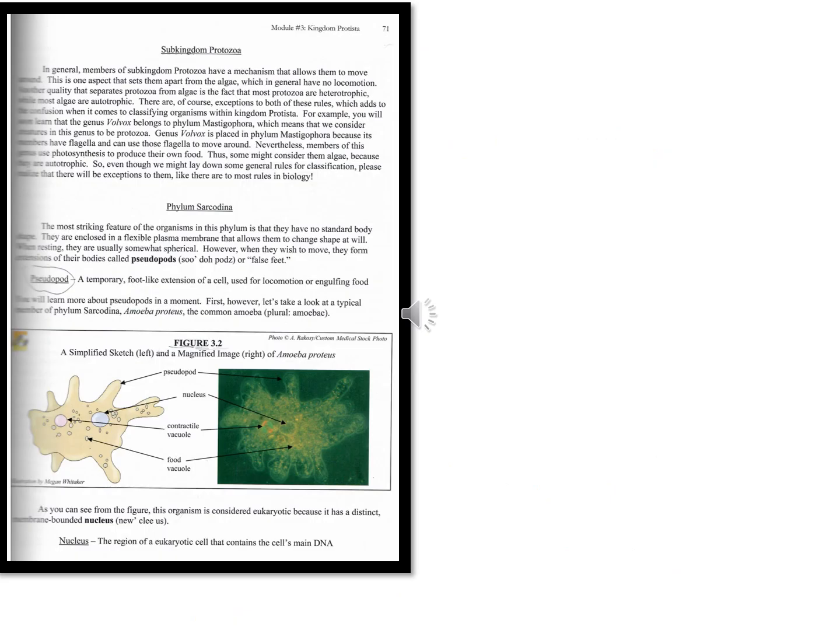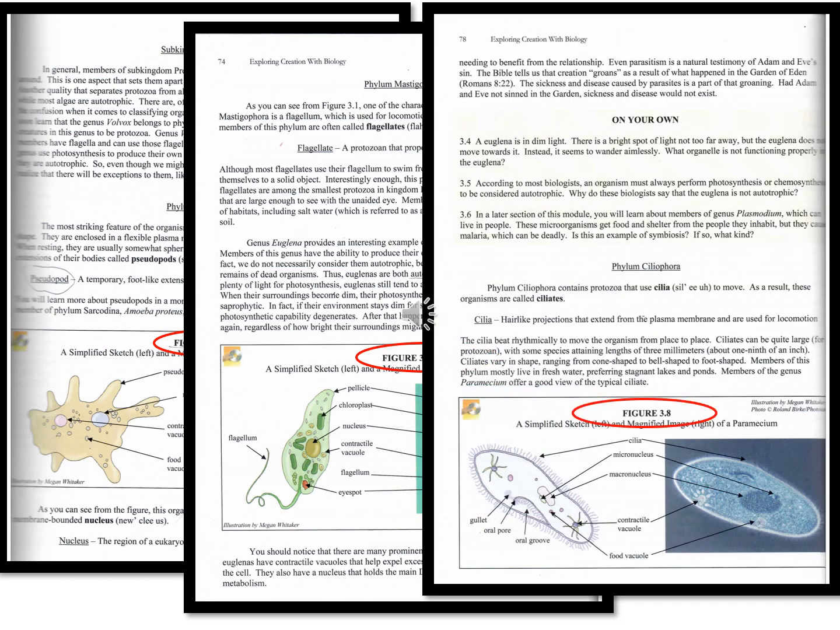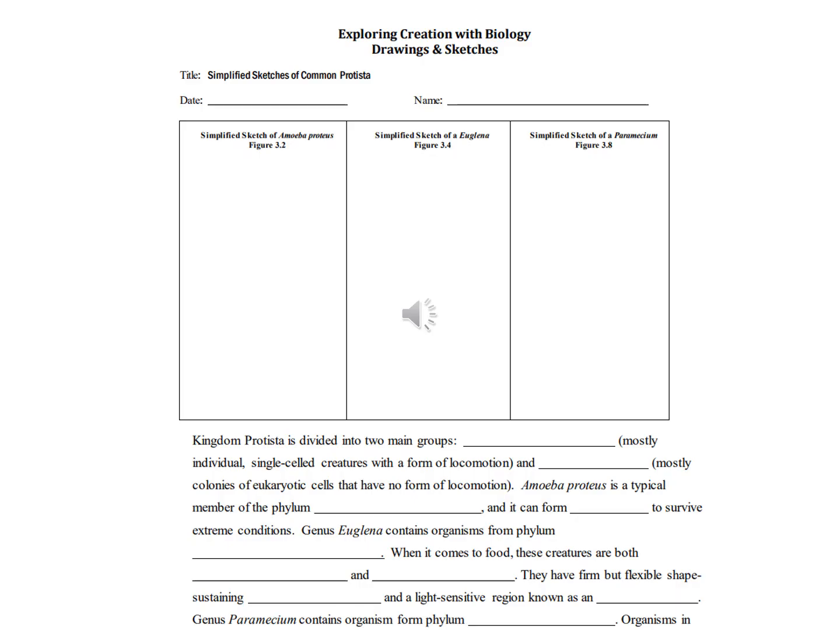And so note on page 71 we have figure 3.2. On page 74 there is figure 3.4. And on page 78 there is figure 3.8. So those are the three figures that you're going to transfer to your note-taking worksheet. So once again, we're going to fill in the date and your name. And then we're going to go ahead and sketch each of those figures.